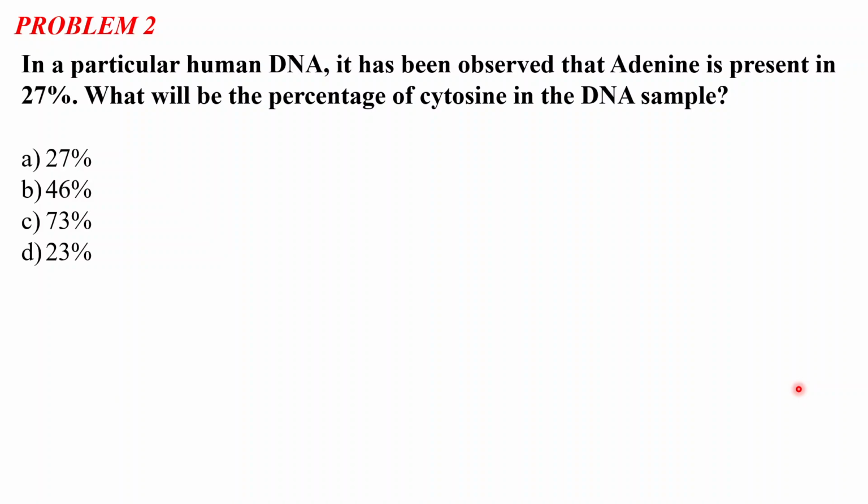In a particular human DNA, it has been observed that adenine is present with 27%. What is the percentage of cytosine? 27, 46, 73, 23.